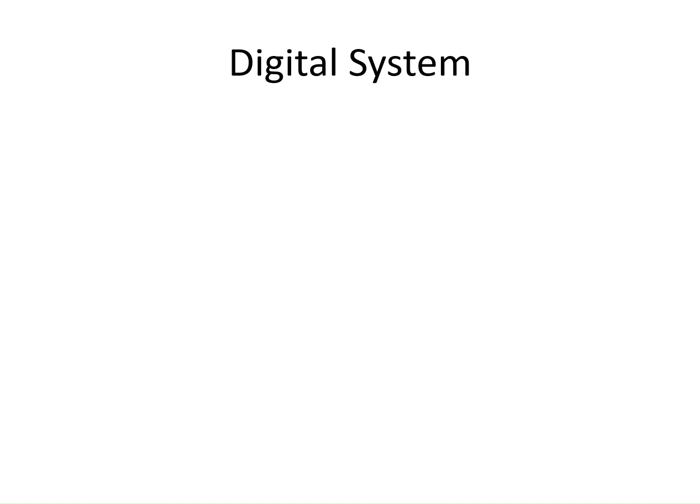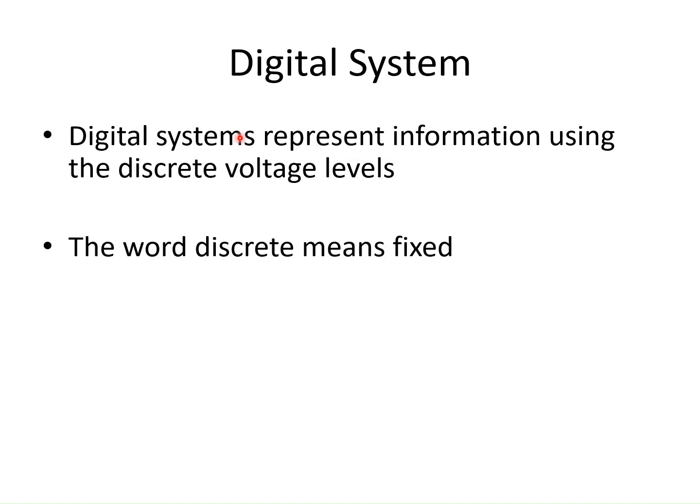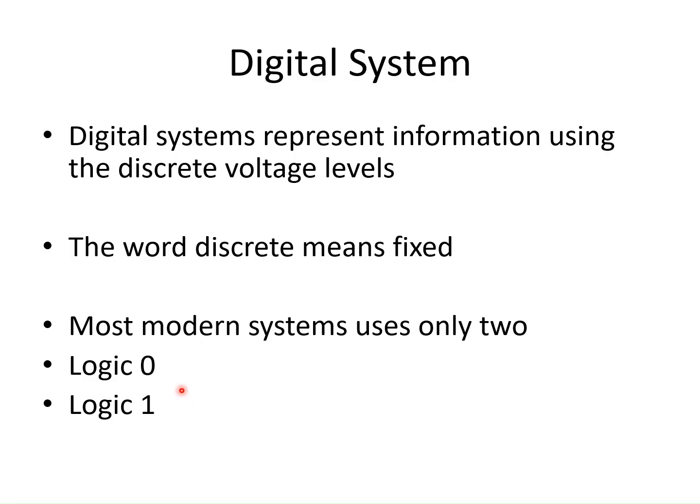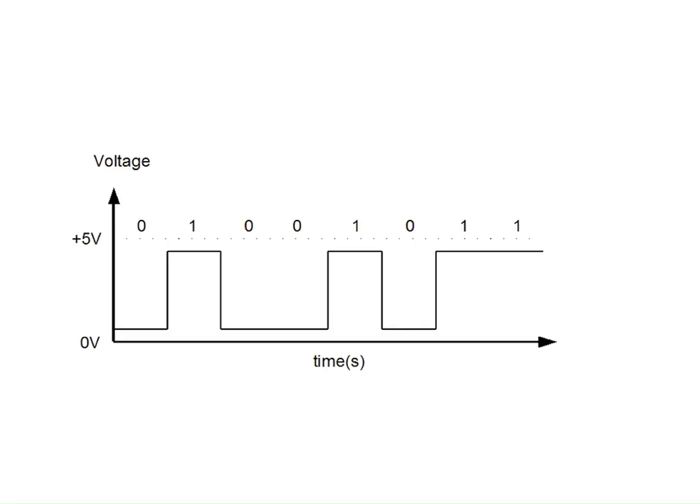Digital systems. Let's see the definition. Digital systems represent information using discrete voltage values. Here discrete means fixed. So it can be either logic 0 or logic 1. This is an example of a digital system. It can consider either 0 or 5 volts. It cannot consider any values between them. Suppose a signal encounters 4.8, it will be moved to the 5 volt level.